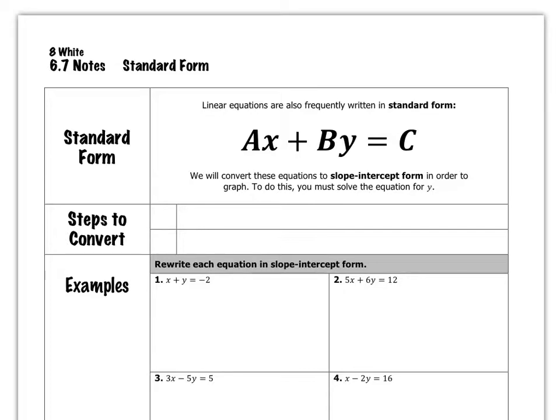So whenever you see an equation in standard form and you're asked to graph that equation, you'll do that by converting the equation to slope-intercept form. And so that's what we're going to practice here on these first few examples. It involves two basic steps.